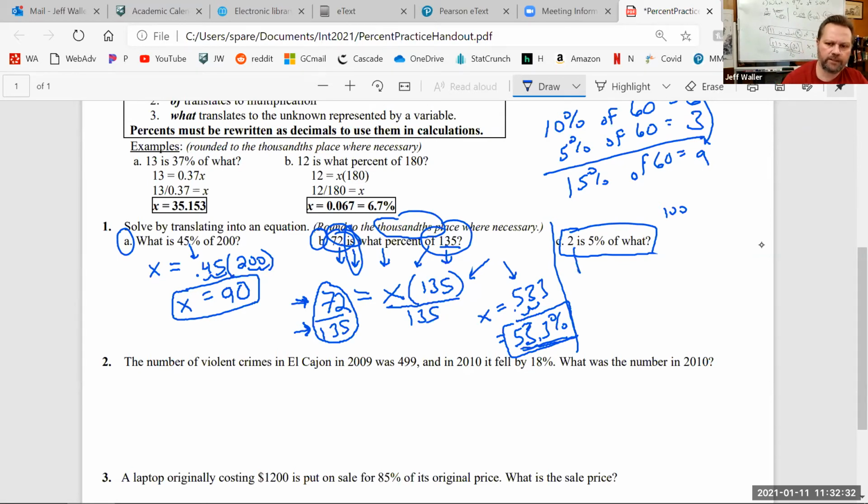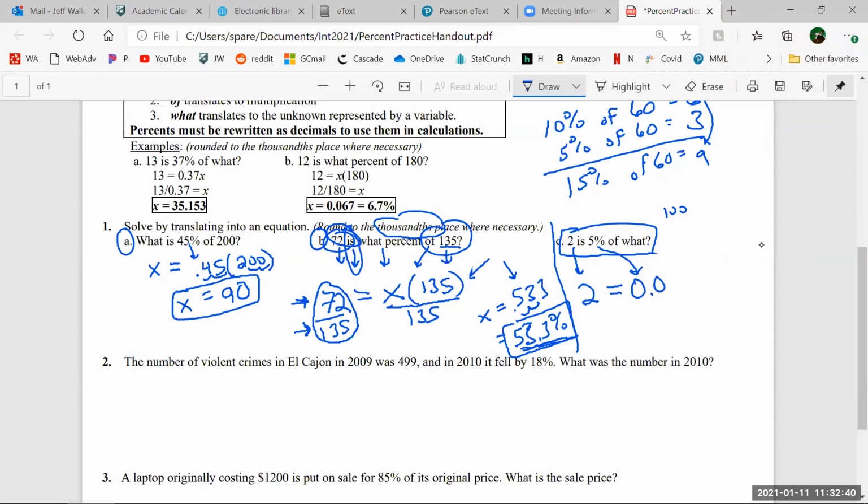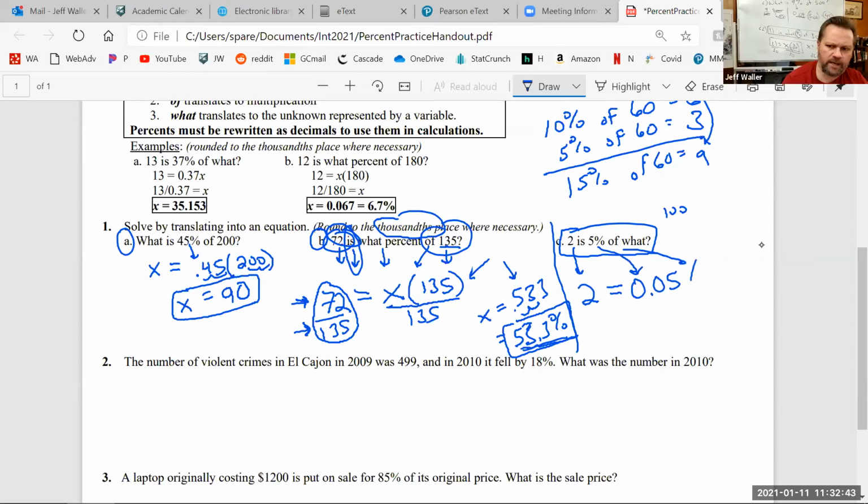So let's see. If I translate this, 2 is, what is 5% as a decimal? 0.05. Of means times, I don't know. And then I can divide by 0.05. So eventually you should get 40. So that makes sense.